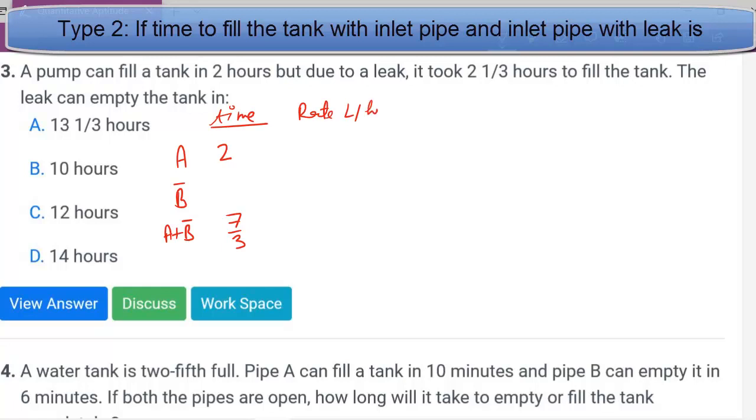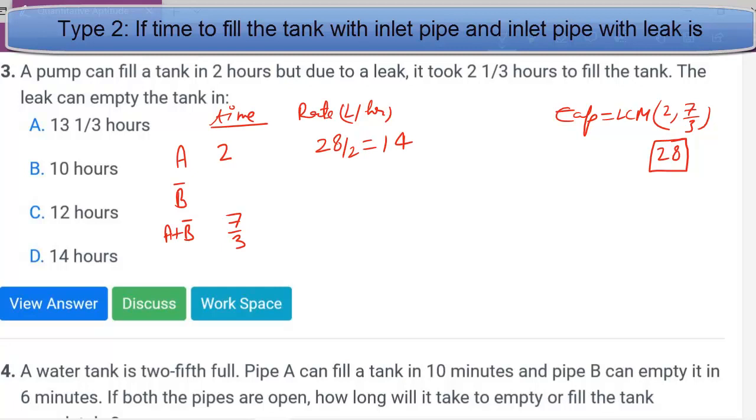So for this you have to assume the capacity of the tank, that is the LCM of 7 by 3, in order to avoid the fraction. So I can take LCM or any multiple of LCM, so I can take 28, so just take 28 as the capacity of the tank. So in this case you will get A, the rate liter per hour filled by A, that is 28 by 2 means 14 liter per hour, this is filling.